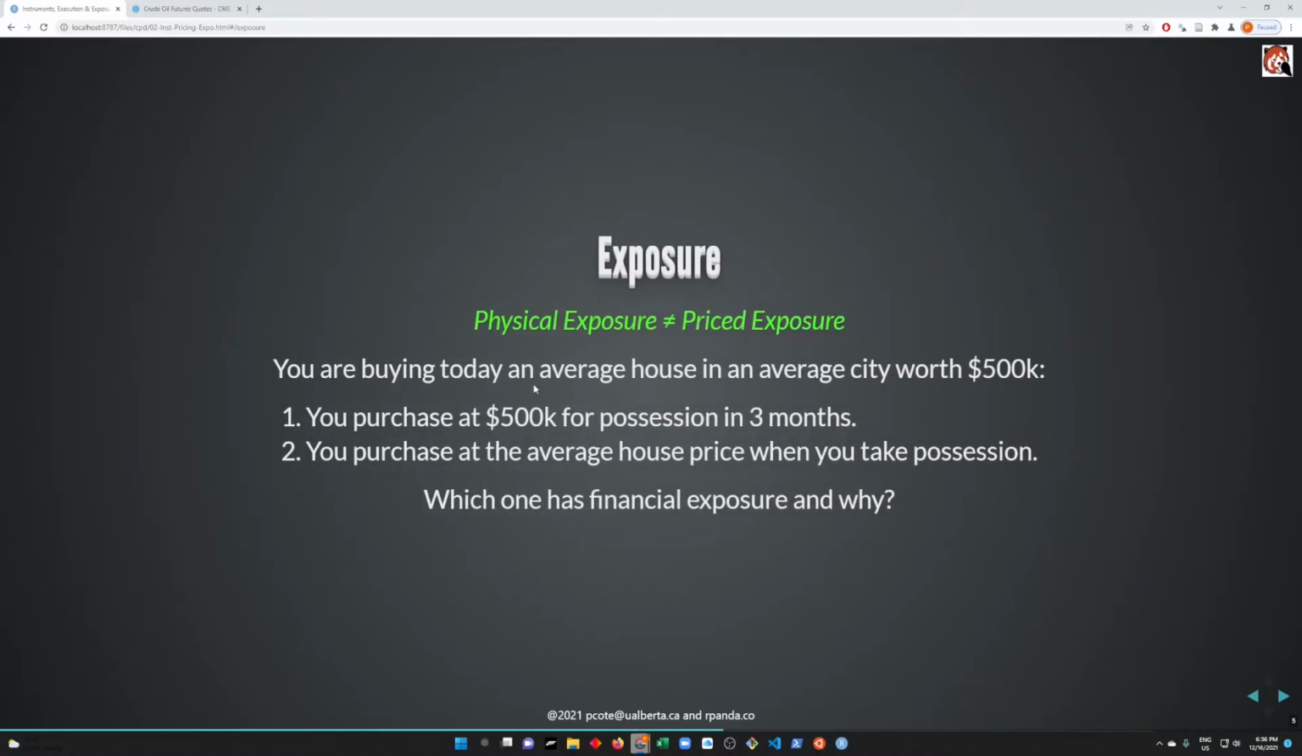The next concept is exposure. Now, that is a concept which is often confusing for people getting into trading. And a key concept there is that physical exposure is very distinct from price exposure. When we trade, we seek to make financial gains through trading, and that is provided through price exposure.